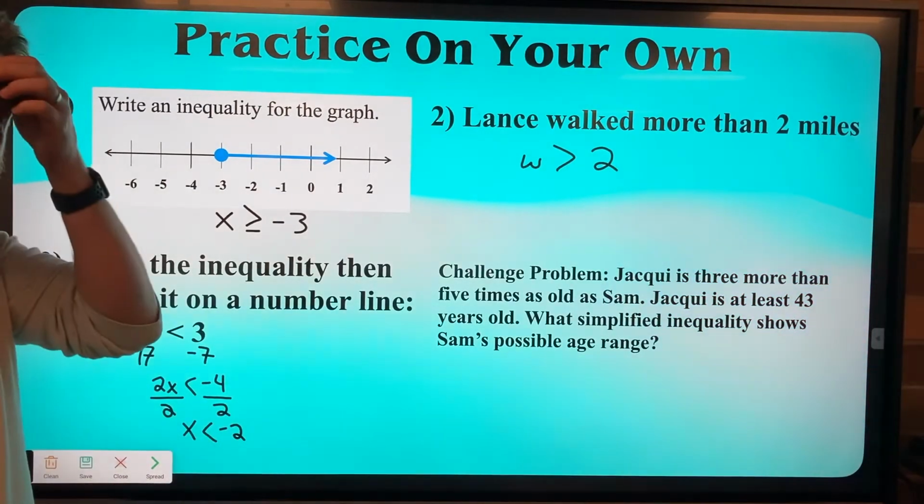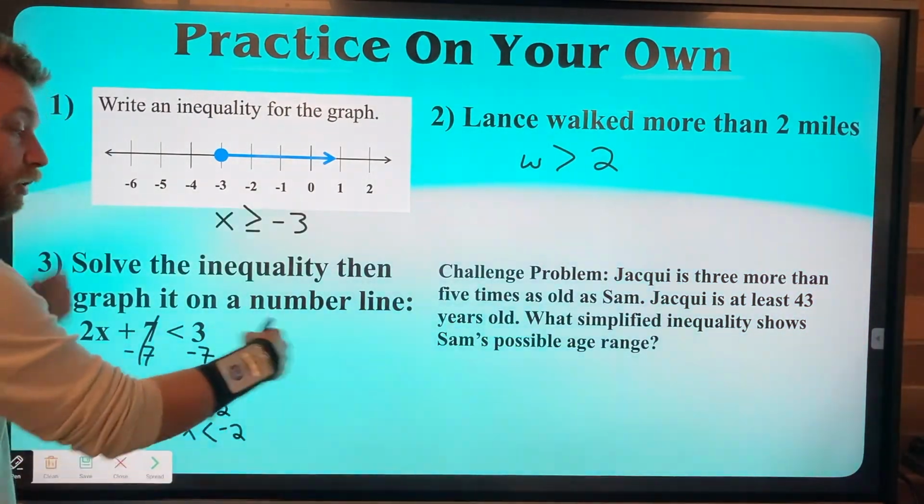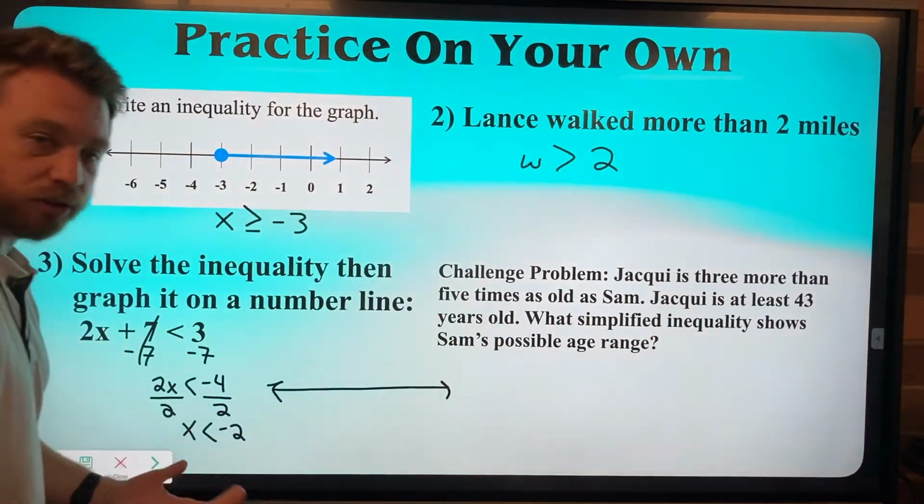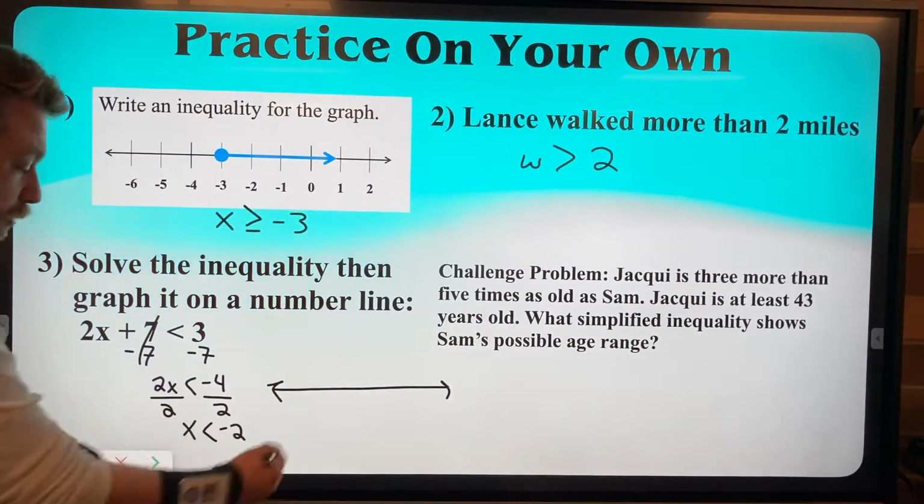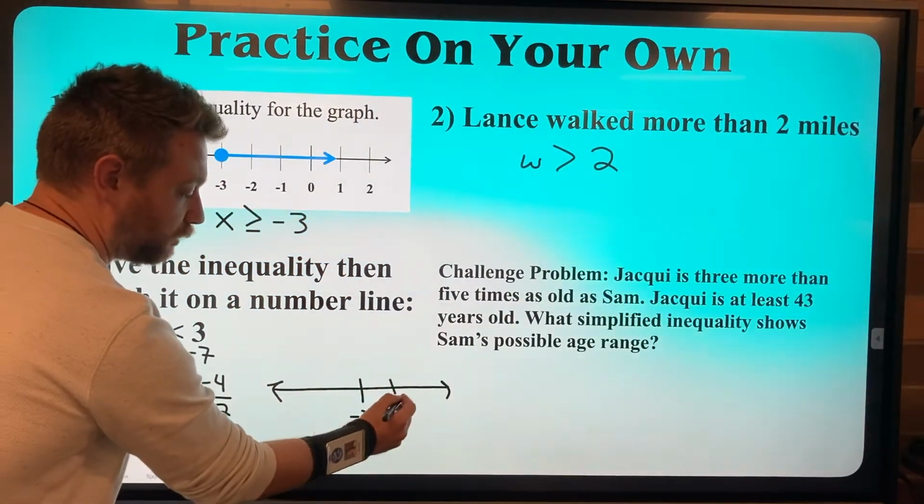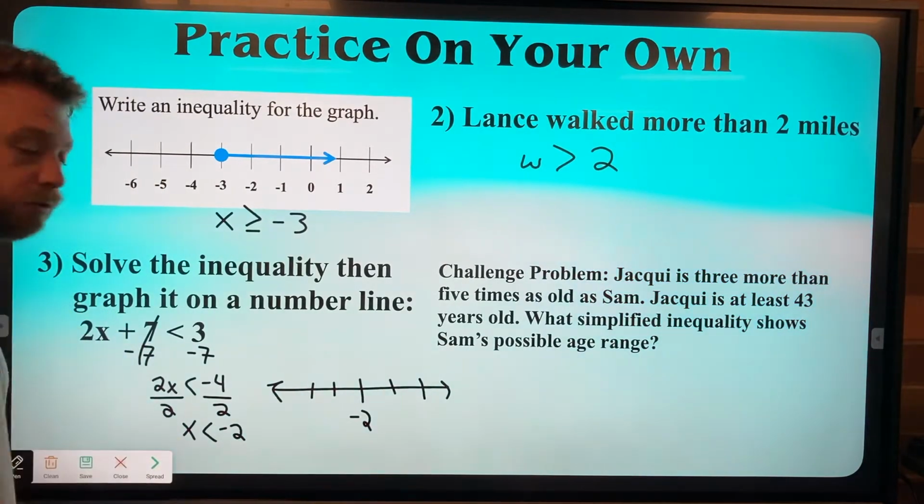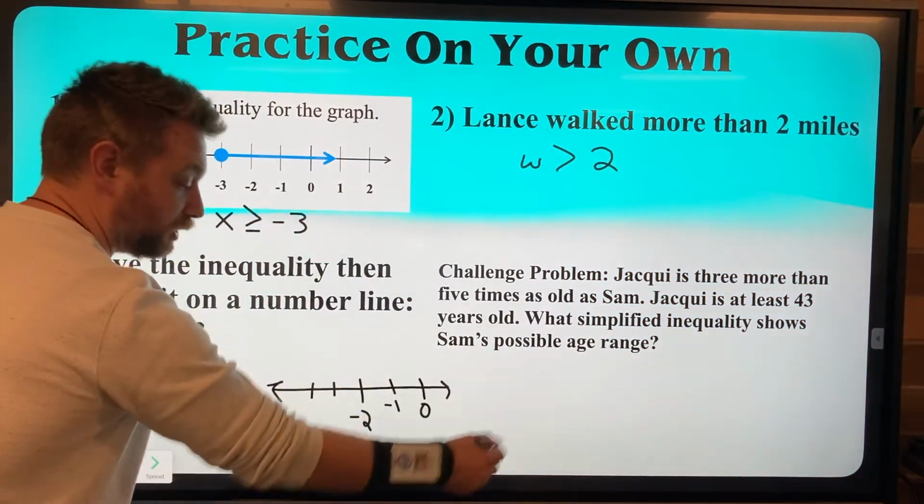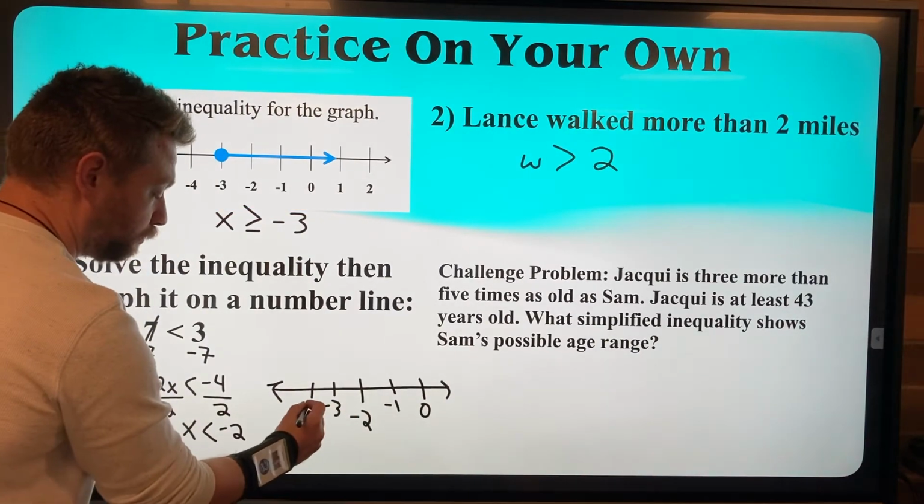Now it says to graph it on a number line. So we can just quickly draw a rough number line. And the quickest and easiest way to do this is to just put your number from your inequality right in the center. And then add 1 or 2 lines off to the sides and label them. So here we're increasing in value, and here we're decreasing.